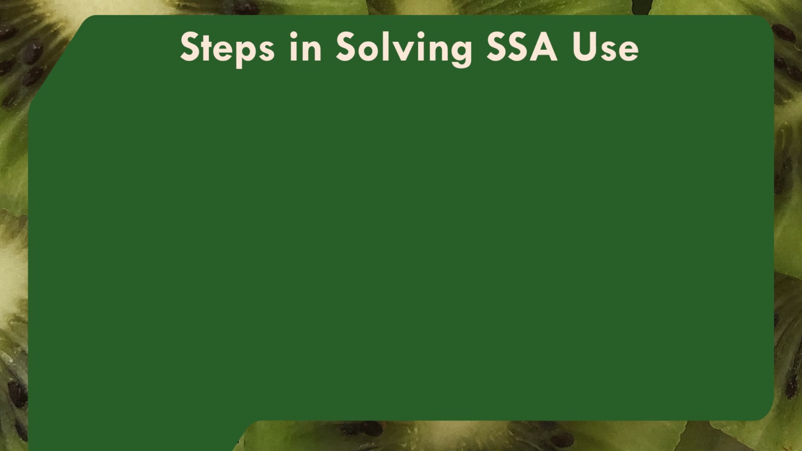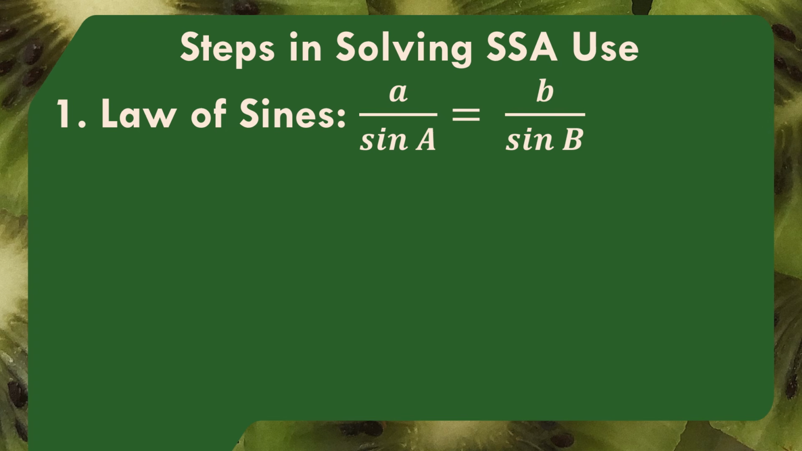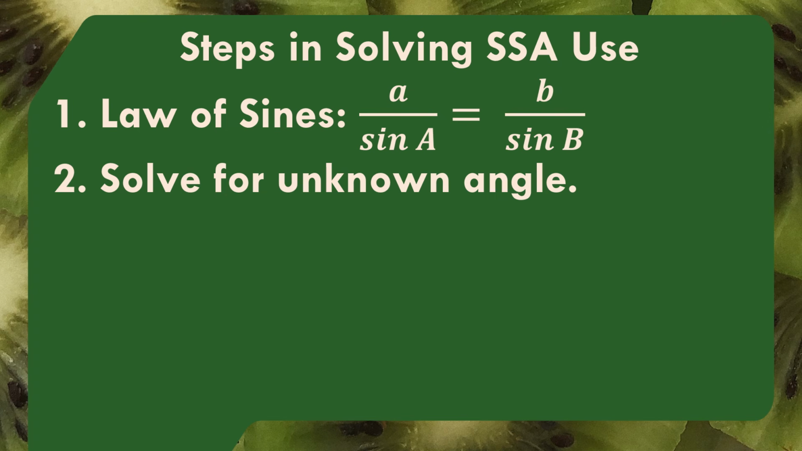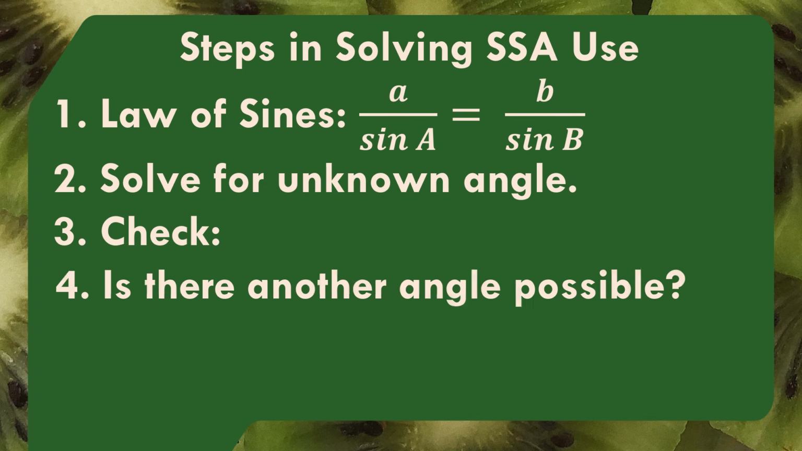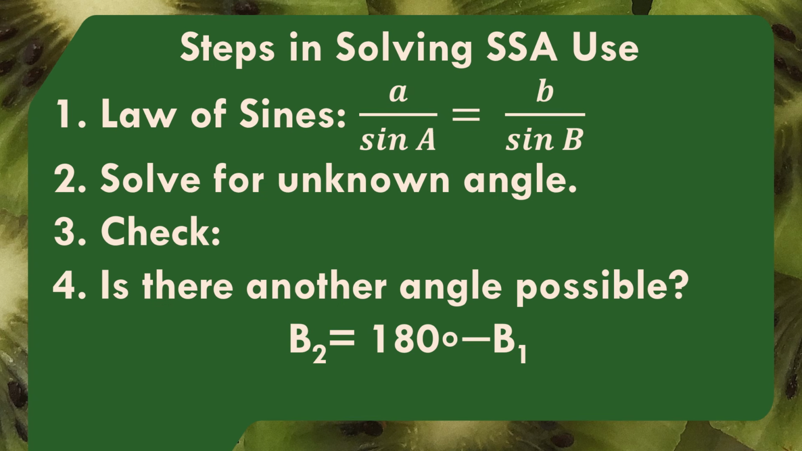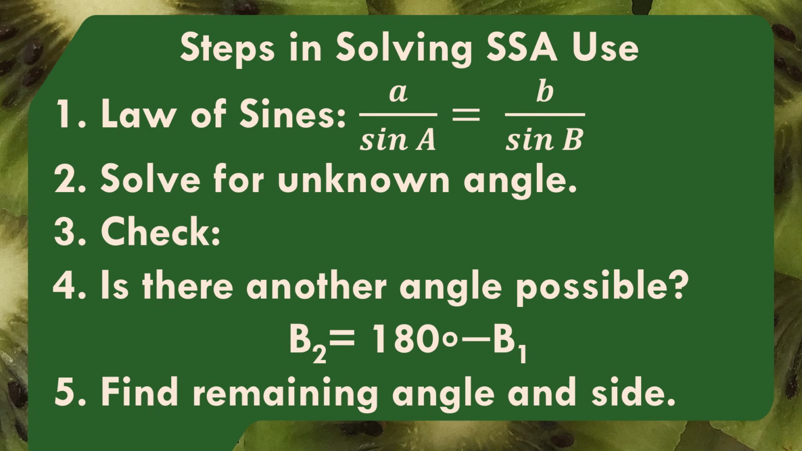Steps in solving side-side-angle. First, the law of sines: a over sine A is equal to b over sine B. Second, solve for the unknown angle. Third, let us check. Fourth, is there any other angle possible? If there is, the second value of B is equal to 180 degrees minus the first value of B. And then the fifth, find the remaining angle and side.